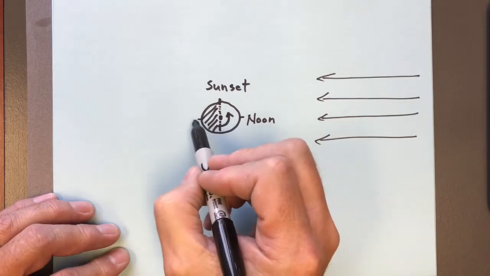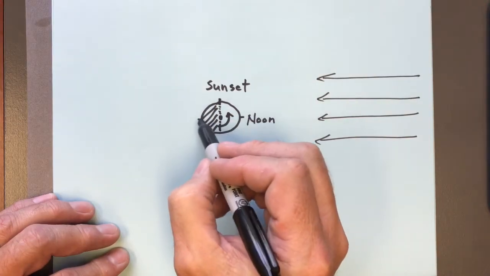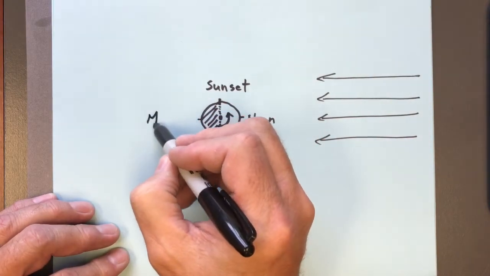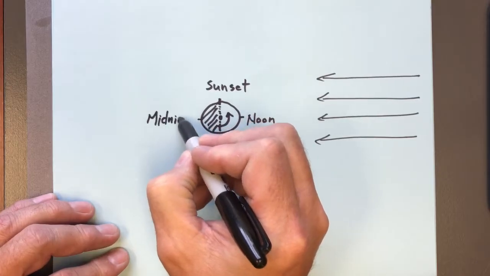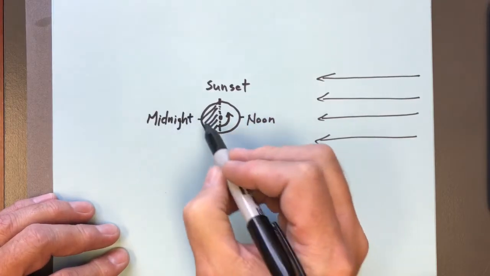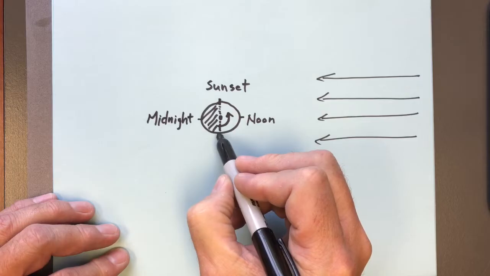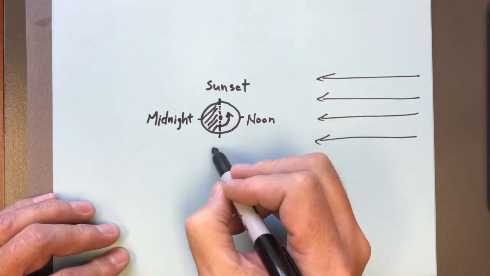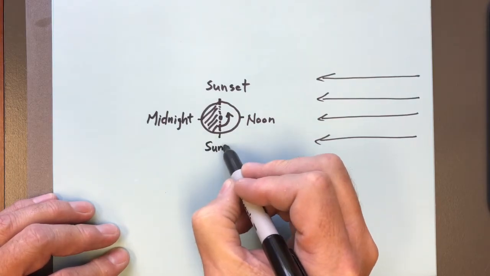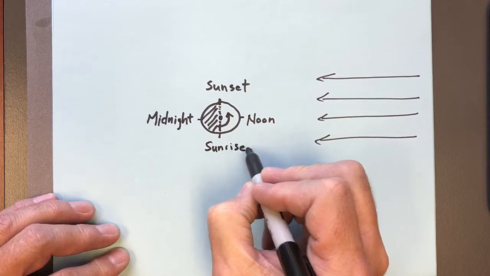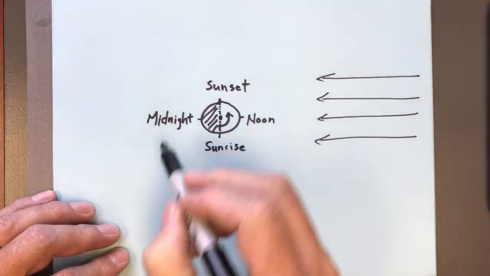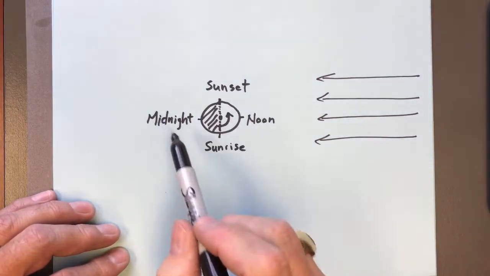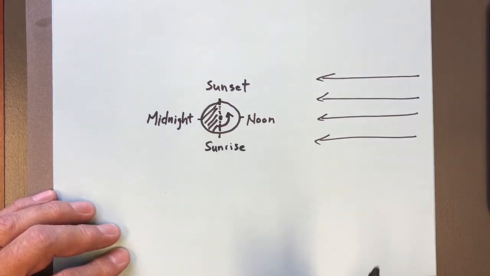And then right here, this is the opposite of noon, so this is the middle of the night, so this is midnight. And then over here, as the person rotates around, this would represent sunrise. Okay, now those are times of day, noon, sunset, midnight, sunrise, so you can reference things to that.